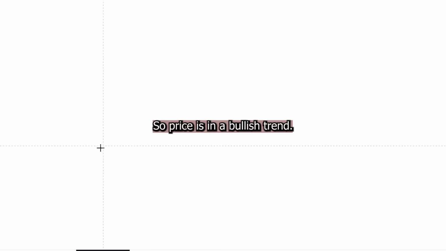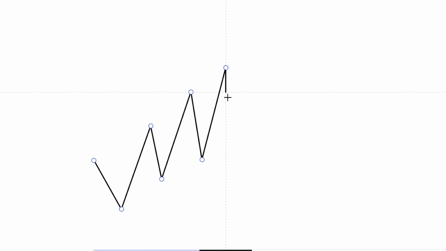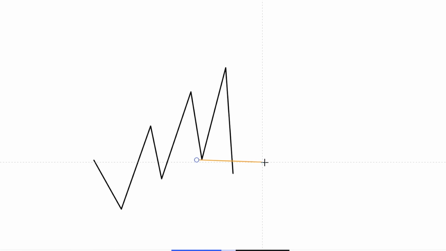So let's talk about your double liquidity sweep when it comes to a continuation market. So price is in a bullish trend. And what happens here is the price would go take out that low. In a bullish trend, it will take out a swing low, takes that swing low, and breaks that swing high.